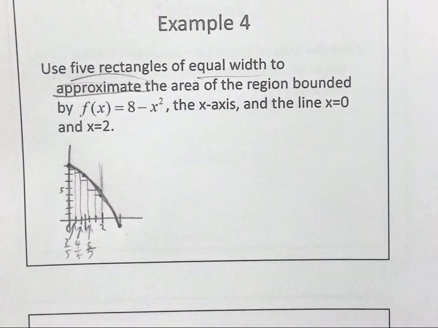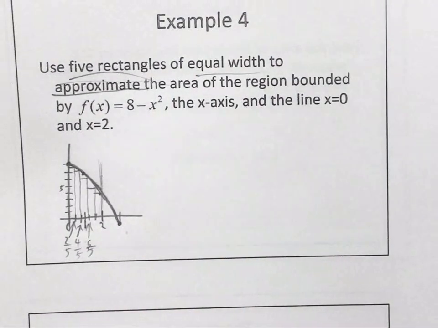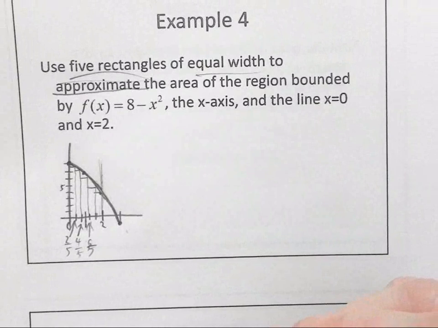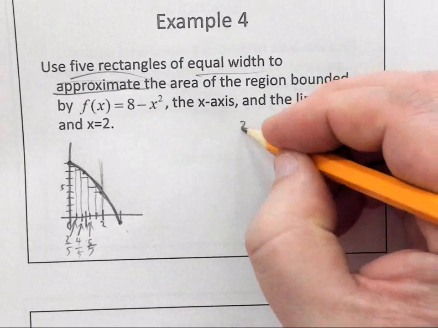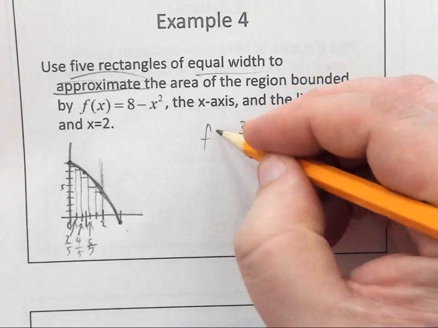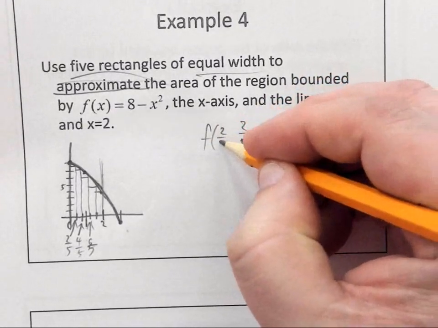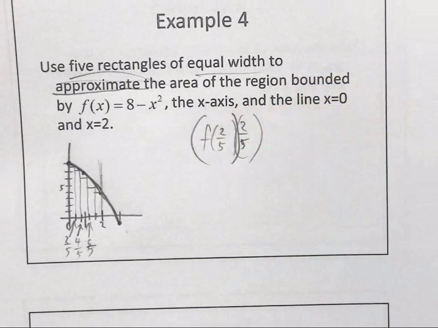So, with this, how do I find the area of one of those rectangles? You multiply the length by width. Okay, so what's the width? 2/5. What's the length? Plug in 2/5 to your function. Right? So I would multiply these together.